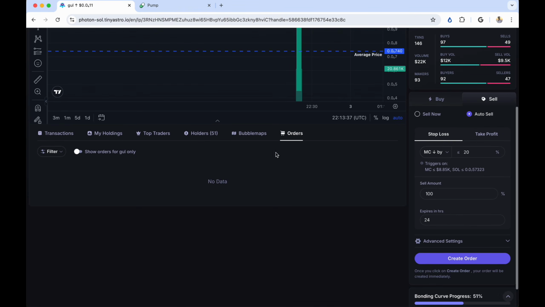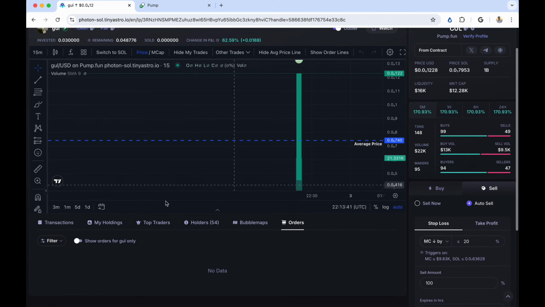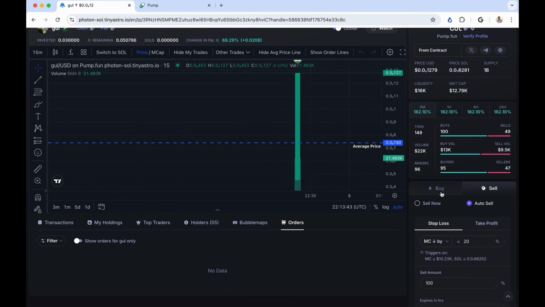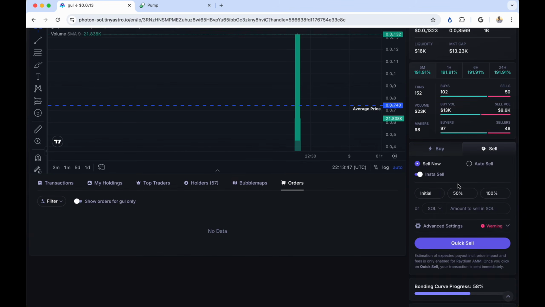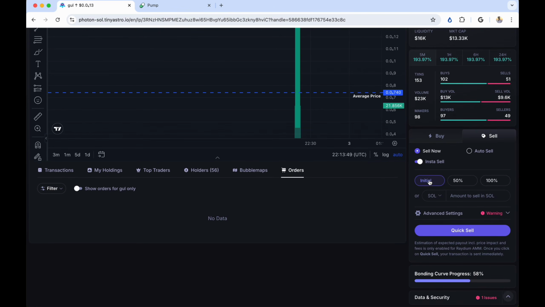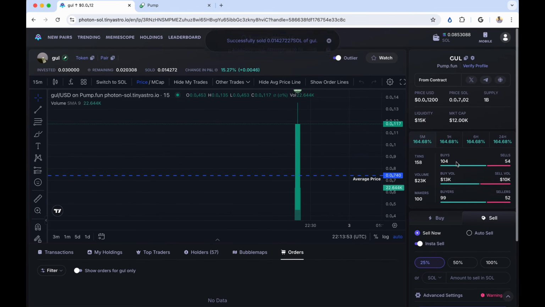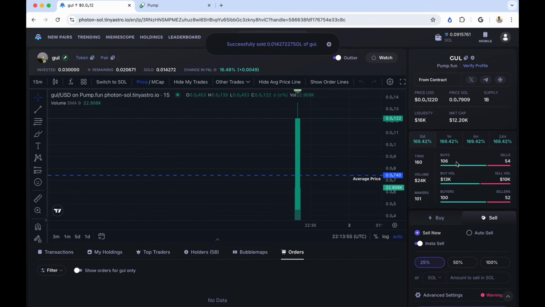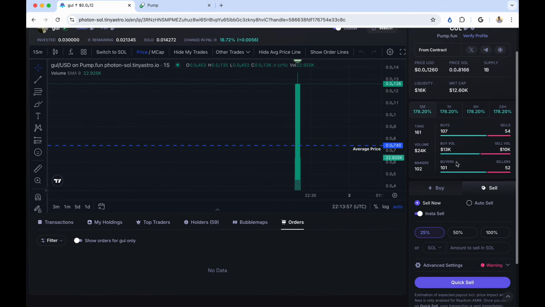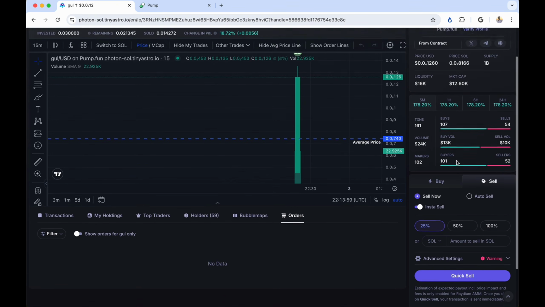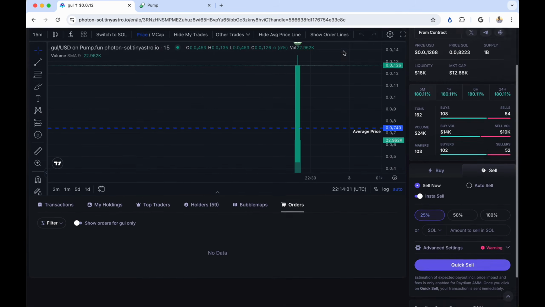Okay, so if we go here, if I wanted to put some limit orders out, I could. And yeah, you can see this has actually kind of taken off, and I love it. So if I wanted to sell immediately, just get out of it right now, I would hit initial, and I would hit quick sell. Look at that, done. It already sold. So it really is that fast, as you can see right there. So you can sell very, very quickly.